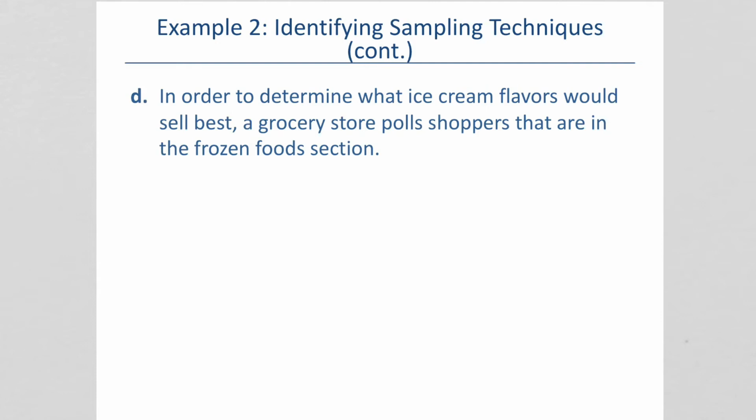In order to determine what ice cream flavors would sell best, a grocery store polls shoppers that are in the frozen food section. This is convenience because it was convenient to just poll the ones in one section of a grocery store.